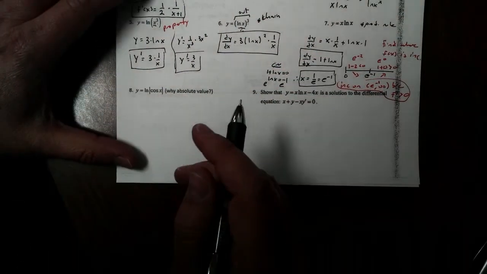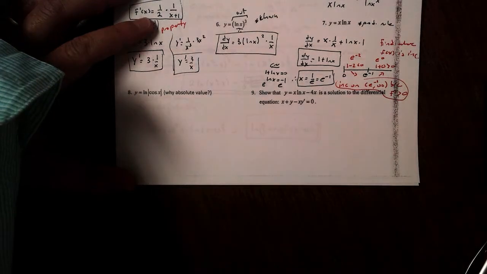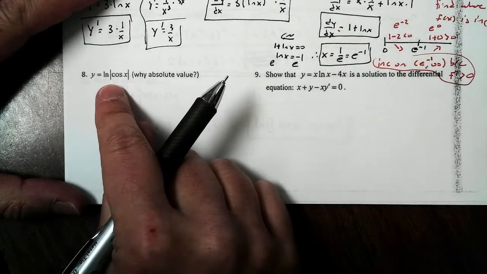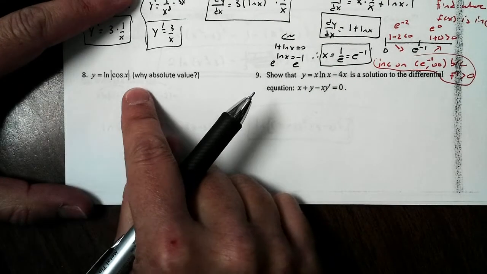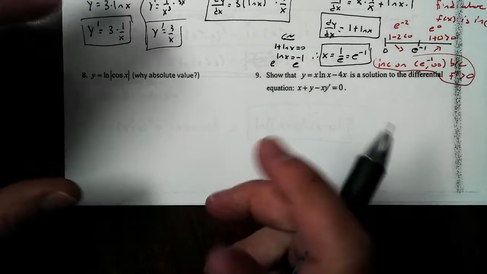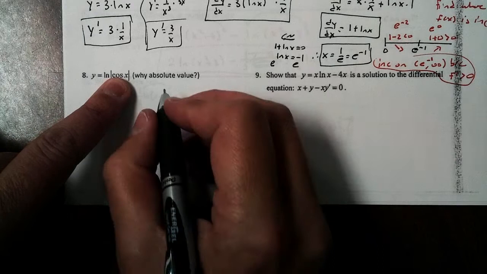Hi, welcome back to our continued discussion on the derivative of natural log. So for example number 8 here, we want to take the derivative of the natural log of the absolute value of cosine. Now, why is cosine an absolute value? Well, that comes from the domain of cosine.